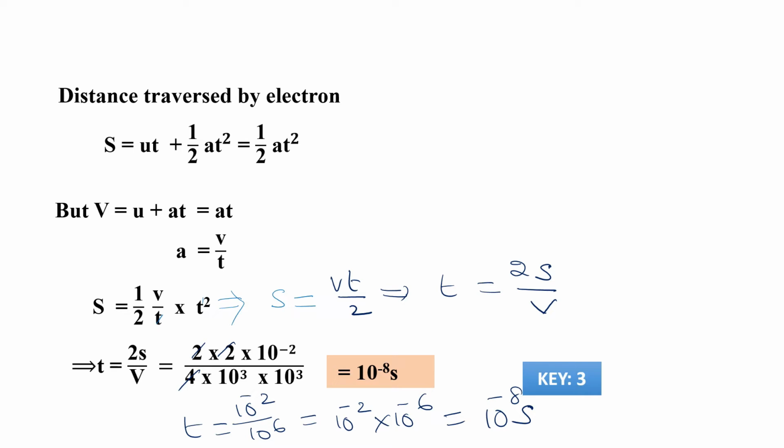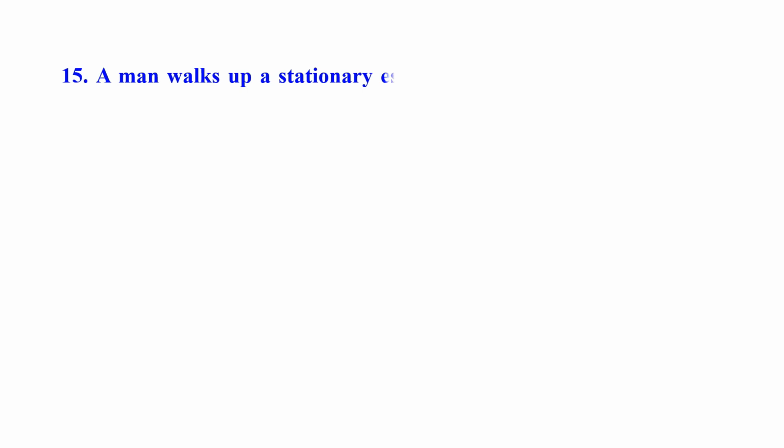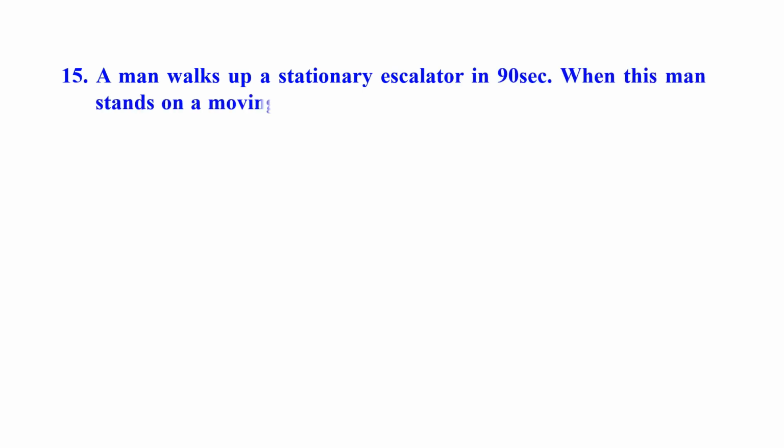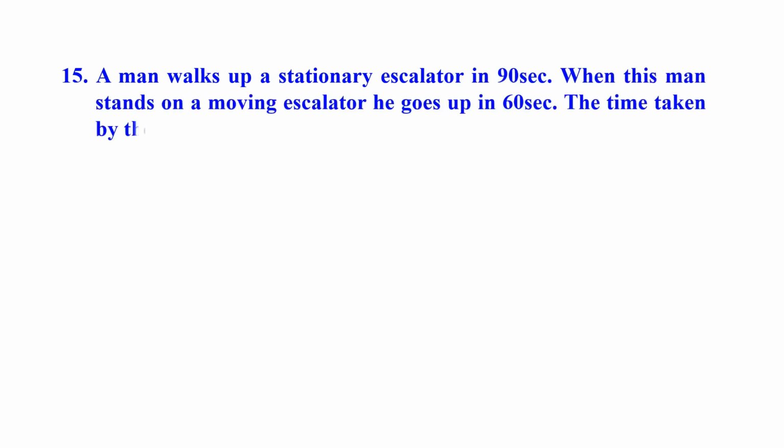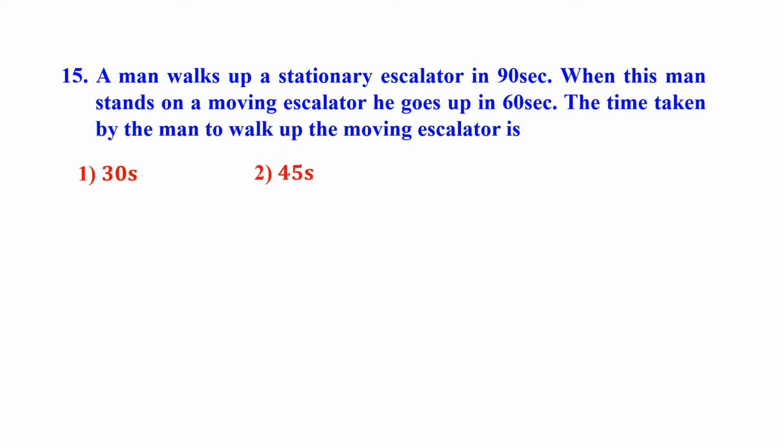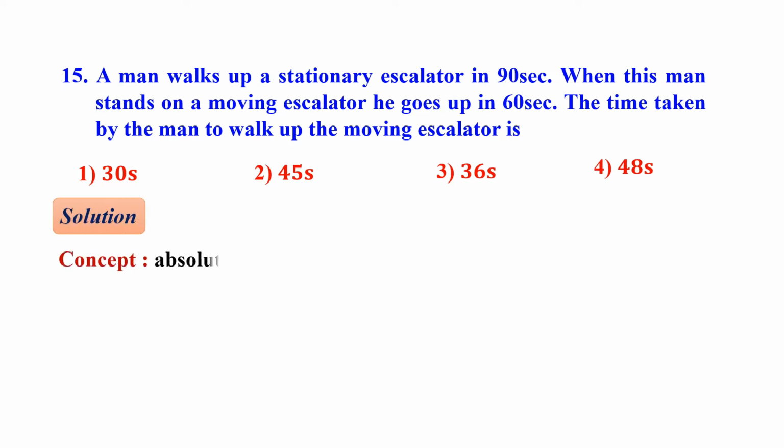Okay, next. A man walks up a stationary escalator in 90 seconds. When this man stands on a moving escalator, he goes up in 60 seconds. The time taken by the man to walk up the moving escalator is 30 seconds, 45 seconds, 36 seconds, 48 seconds. Now let us go to the solution.